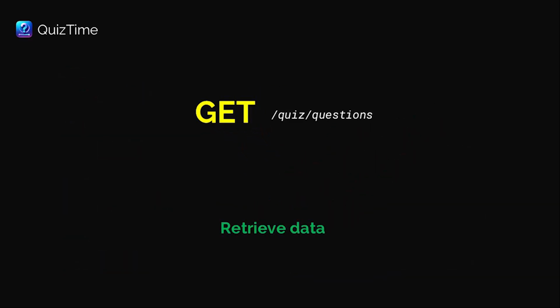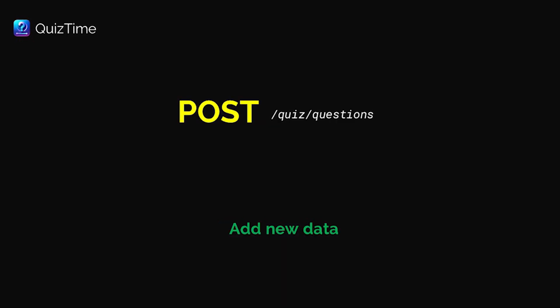The GET method is used to fetch data from the server. For example, when we request quiz questions, we use GET, and the response will contain the quiz questions. The POST method is used to send data to the server to create a new resource. This will allow us to add a new quiz question.